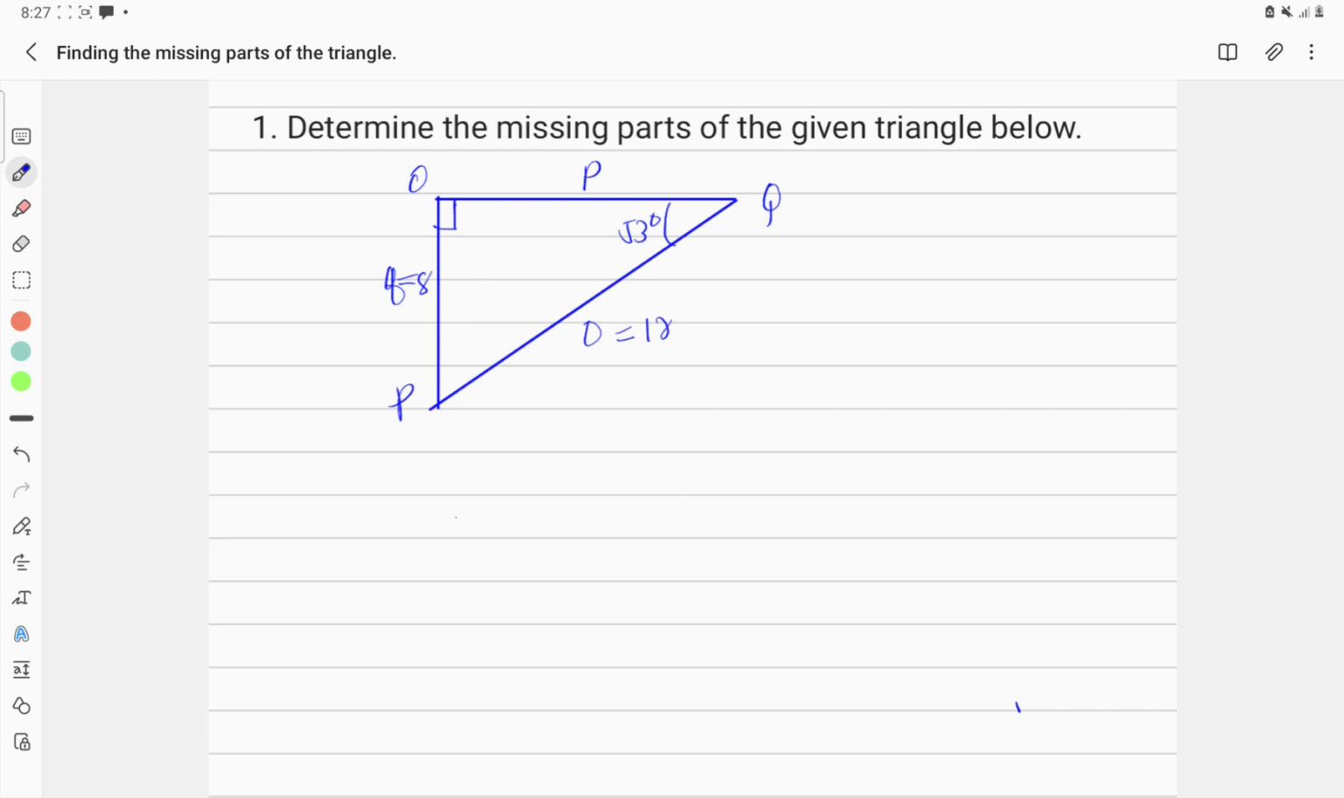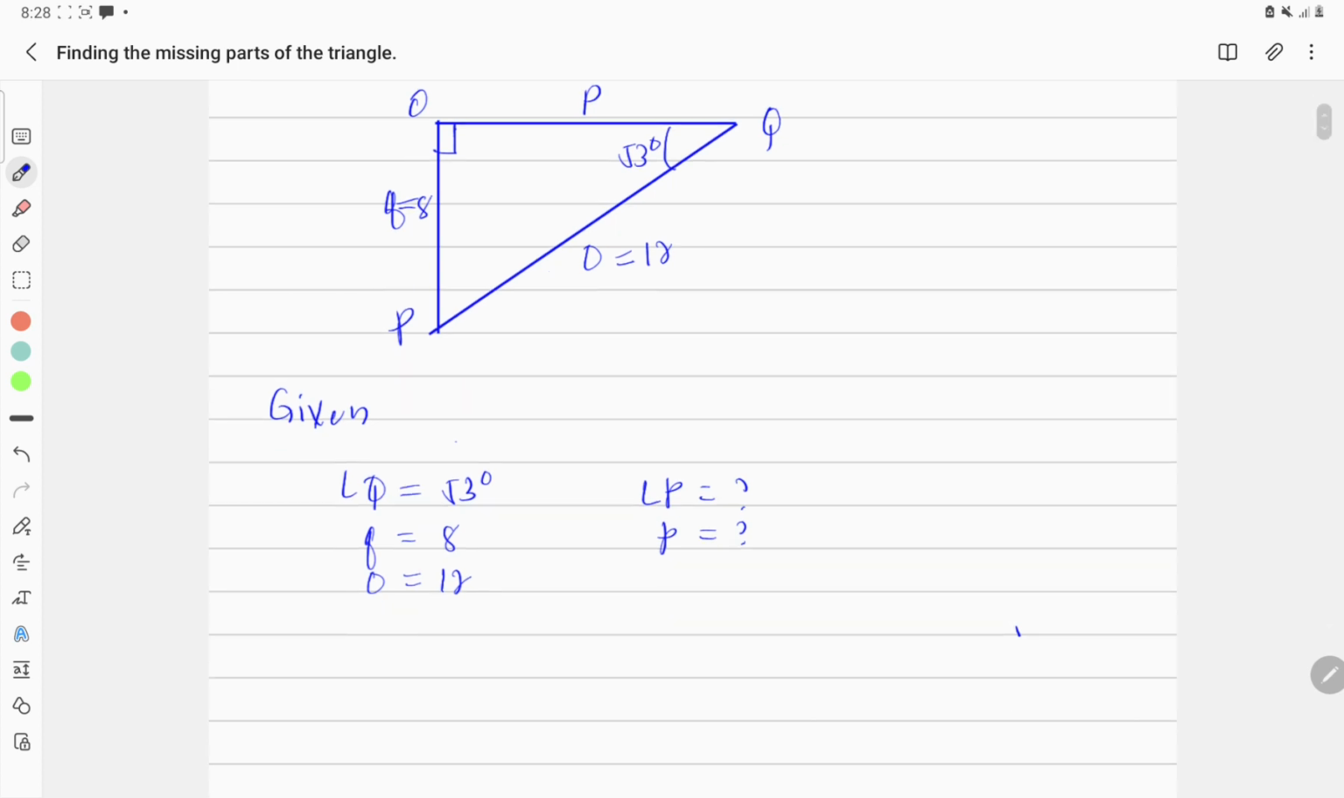Okay, in this video, we will try to solve the missing parts of the given triangle below. First, we are going to determine the given. We have angle Q equals 53 degrees, side Q equals 8, and side O equals 12. Then we are going to find angle P and side P.